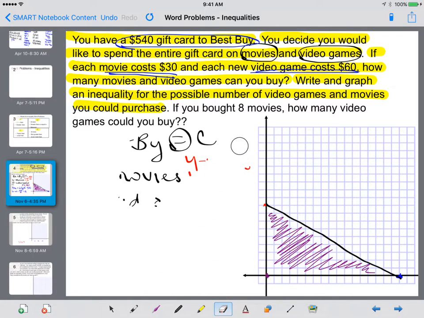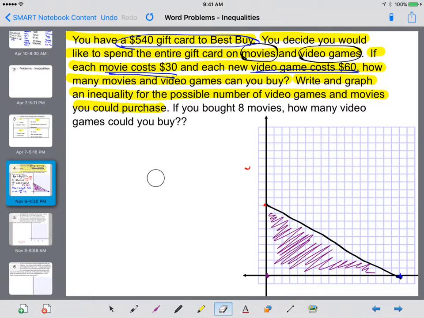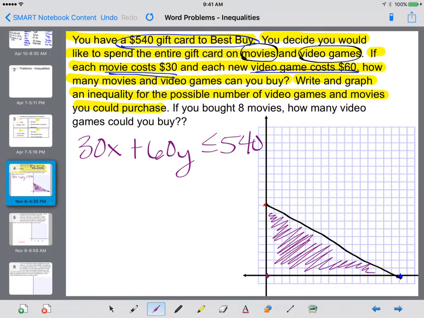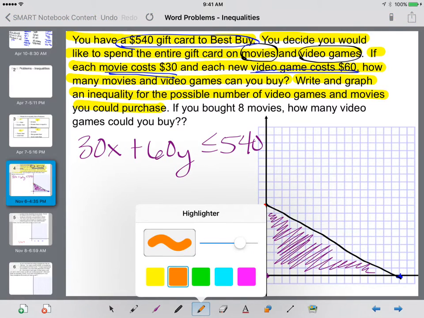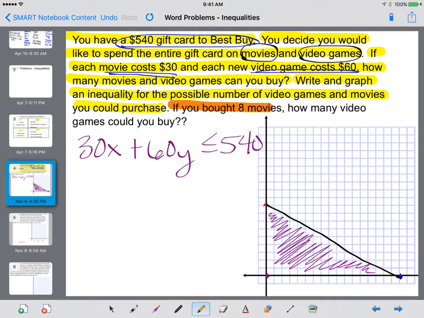So we got our graph, we had our inequality. I'm going to rewrite it. Okay, it was 30x + 60y ≤ 540. Now the second half of this question is, if you bought 8 movies, how many video games could you buy?